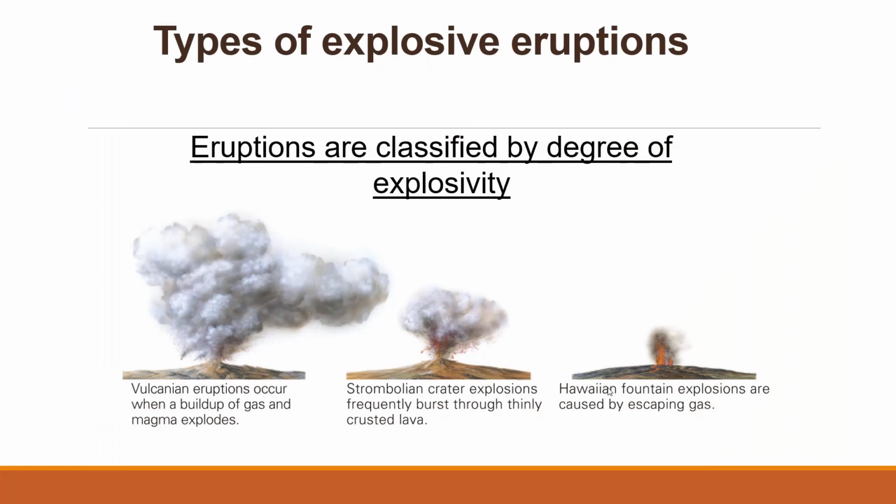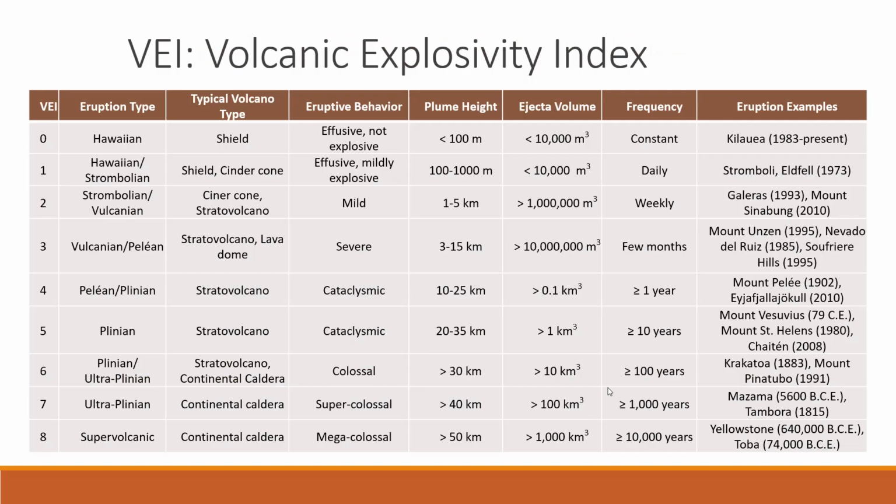So the eruptions are classified by the degree of explosivity. This is called the volcanic explosivity index. It goes from 0 to 8. They have different eruption types. So the eruption types are given names based on typical volcanoes that have that type of eruption. So like a Hawaiian eruption has a very low explosivity index. These happen at shield volcanoes. They're not very explosive at all.